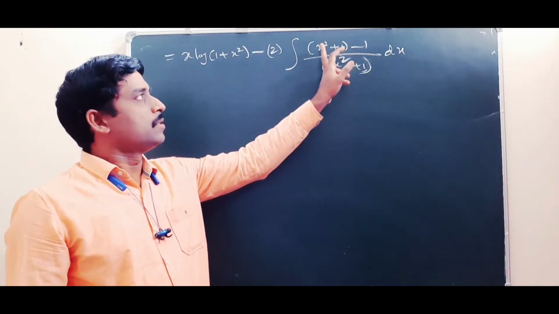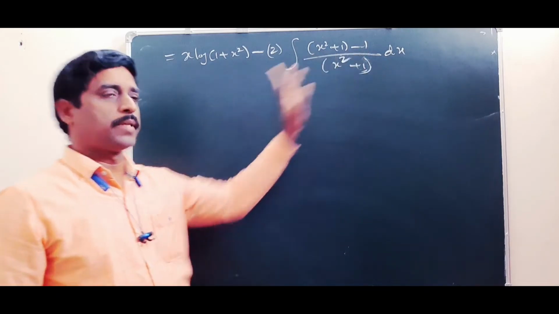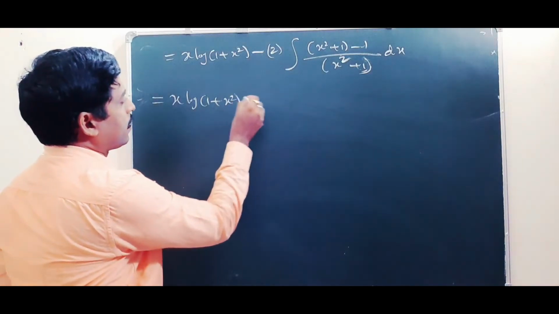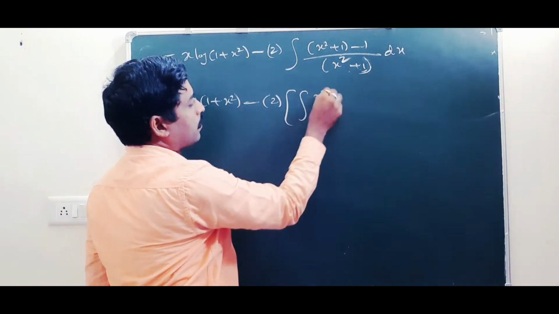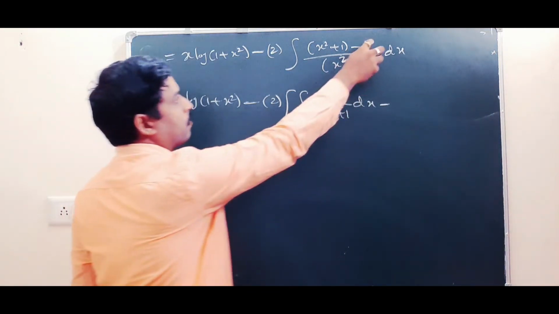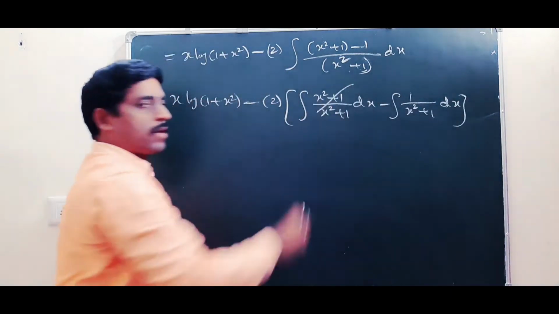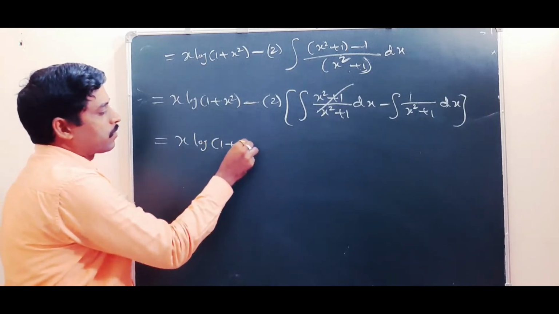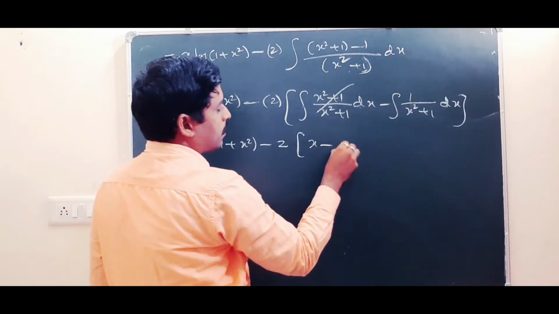Okay, so this is nothing but (x² + 1)/(x² + 1) minus 1/(x² + 1). It is going to be x log(1 + x²) minus 2 times of the integral of (x² + 1)/(x² + 1) dx minus 1/(x² + 1). So x² + 1 gets cancelled. So it is going to be x log(1 + x²) minus 2 times of the integral of 1 dx, whose value is x. This formula is tan inverse x.